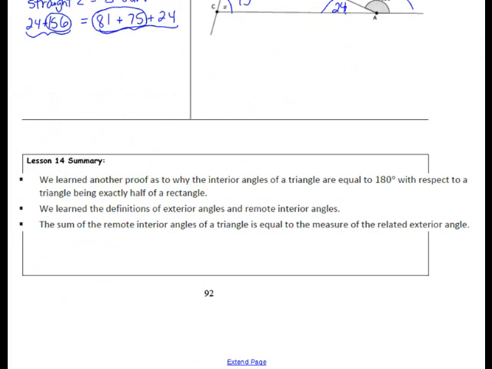In this lesson, we learned another proof as to why the interior angles of a triangle are equal to 180 degrees, with respect to a triangle being exactly half of a rectangle. We learned the definition of exterior angles and remote interior angles. The sum of the remote interior angles of a triangle is equal to the measure of the related exterior angle.